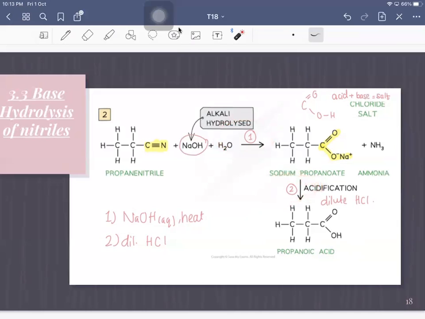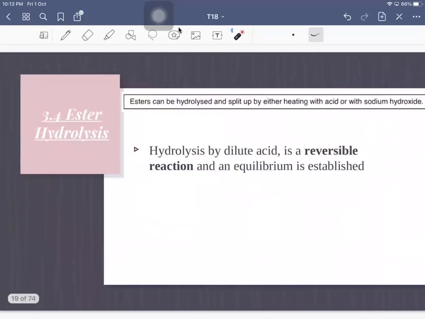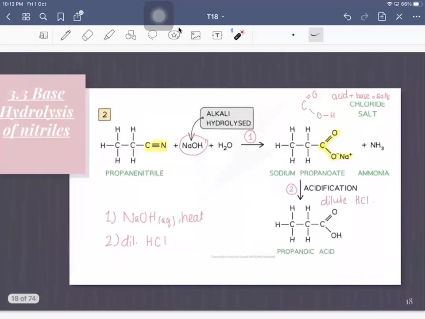So you try to avoid reactions that have more than one step. So that's how you form carboxylic acid from nitriles.